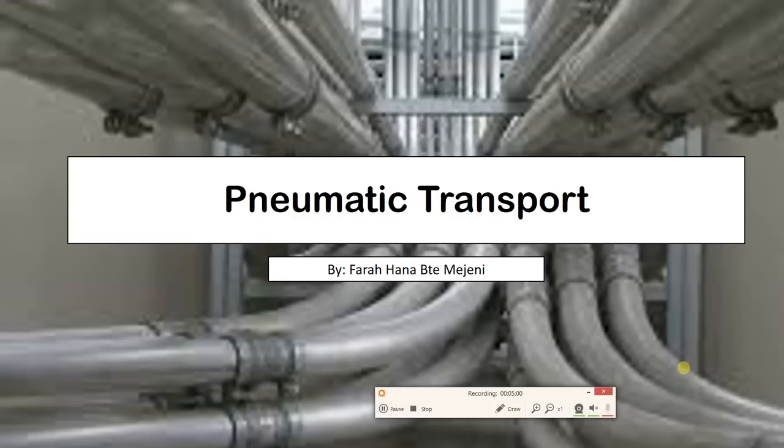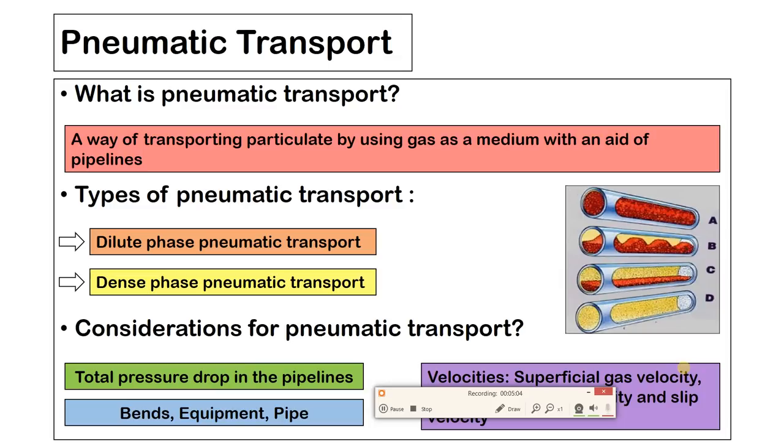Second, we'll continue with the design of pneumatic transport. What is pneumatic transport? Pneumatic transport is a way of transporting particulates by using gas as a medium with the aid of pipelines. There are two types of pneumatic transport. First is the dilute phase pneumatic transport. Second is the dense phase pneumatic transport.